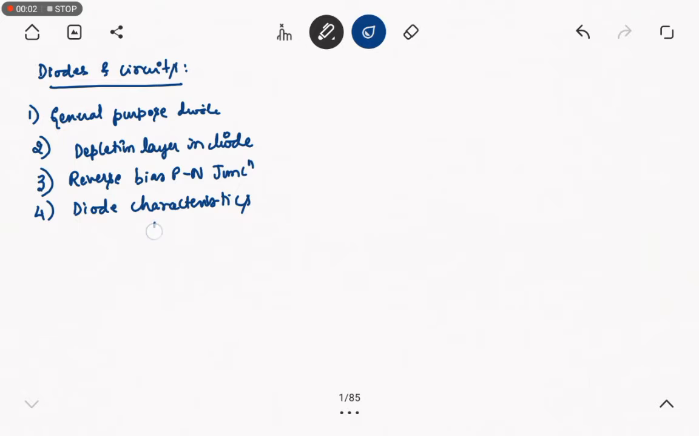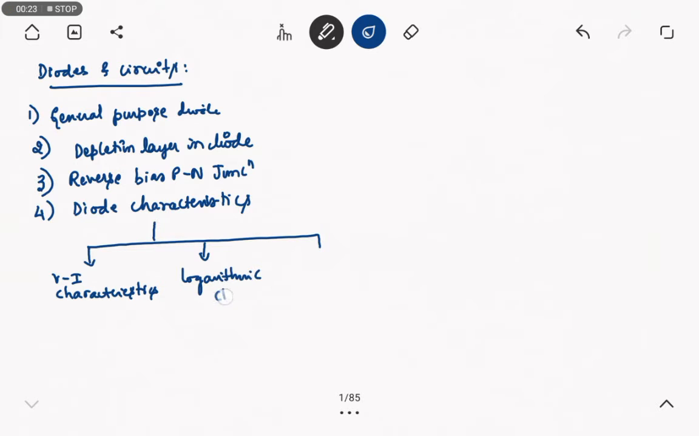Fourth topic will be diode characteristics. In this we have three types. One is voltage current characteristics. Second one is logarithmic characteristics. Final one is piecewise linear characteristics. Now we shall take up the first one, that is general purpose diode.